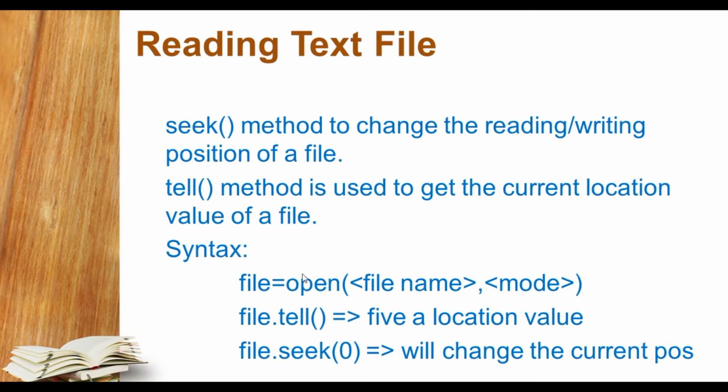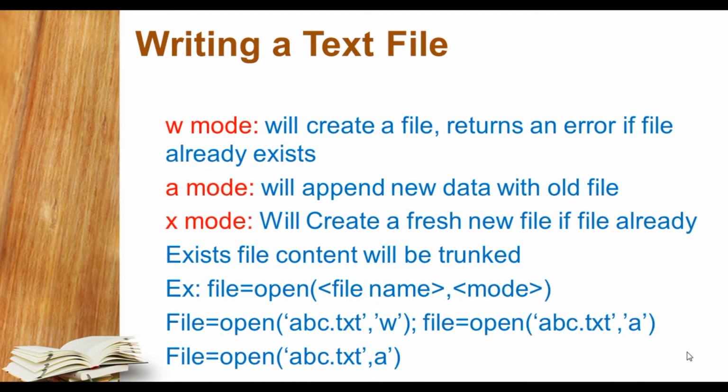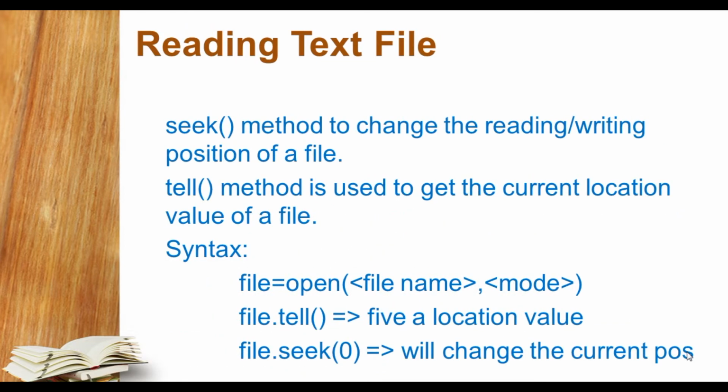As per the syntax, we write file equals open, within parentheses the file name, comma, and then the mode. The mode can be r+, because we are reading the file. Then the file.tell function tells the location value, and file.seek takes a character number, 0, 1, 2, 3, whatever, and it will change the current position. So we can practice this with an example.